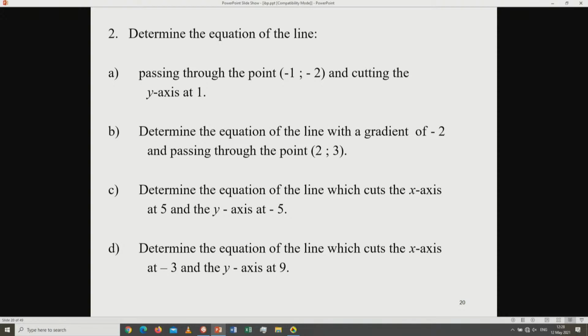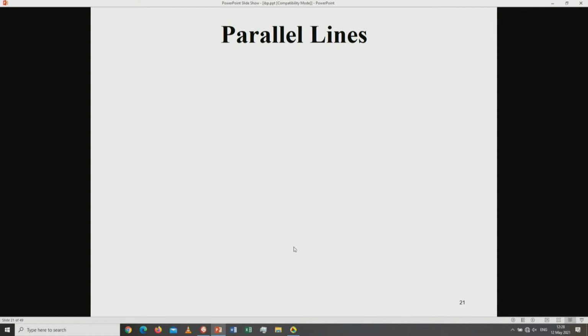Please do them all. And then B, determine the equation of the line with the gradient of minus 2 and pass through the point. On this one, the gradient is given. You don't have to calculate it. You only have to calculate the value of c. Then C says determine the equation of the line which cuts the x-axis at 5 and then the y-axis at minus 2. And then D, determine the equation of the line which cuts the x-axis at minus 3 and the y-axis at 9. Please make sure that you go through the exercise 2.